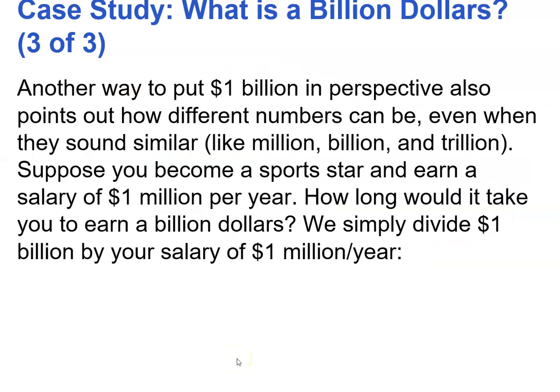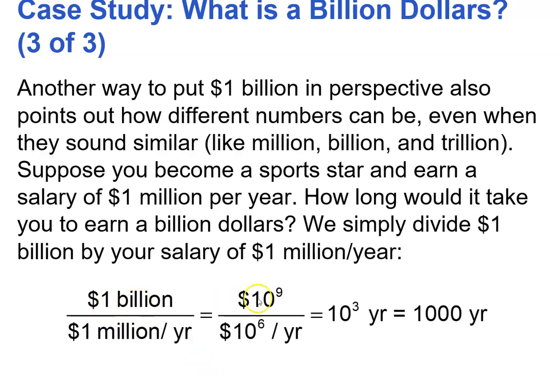Another way to put $1 billion in perspective also points out how different numbers can be, even when they sound similar, like million, billion, and trillion. Suppose you become a sports star and earn a salary of $1 million per year. How long will it take you to earn $1 billion? Well, we simply need to divide 1 billion by your salary of 1 million. So we've got $1 billion, which is 10 to the 9th, divided by 1 million, which is 10 to the 6th, which is 10 to the 3rd years, which is 1,000 years, right?